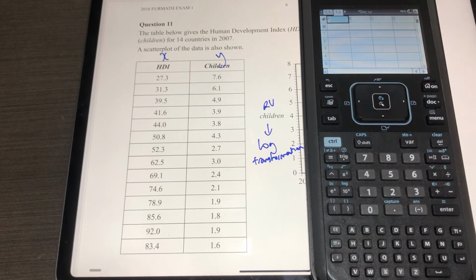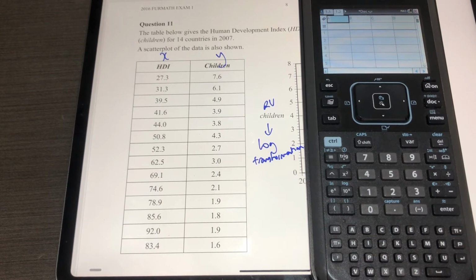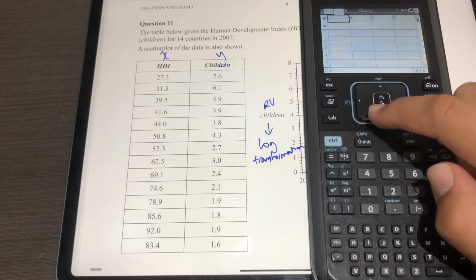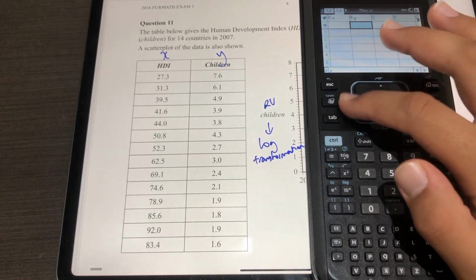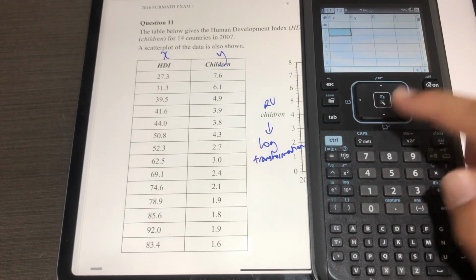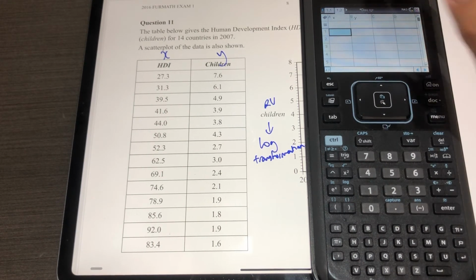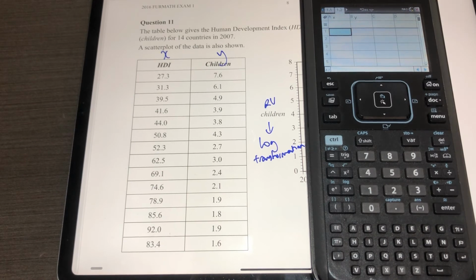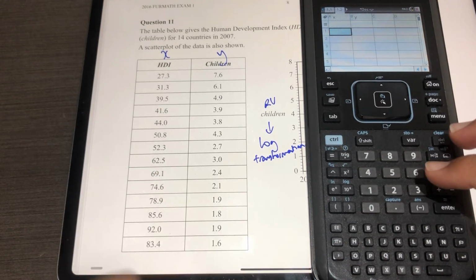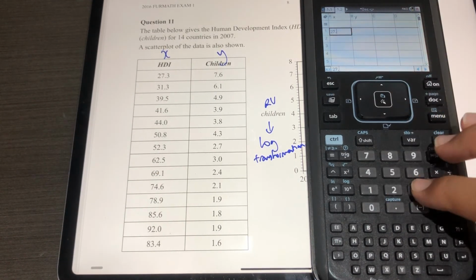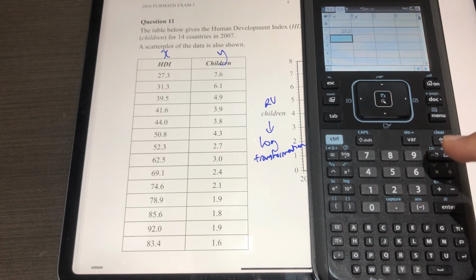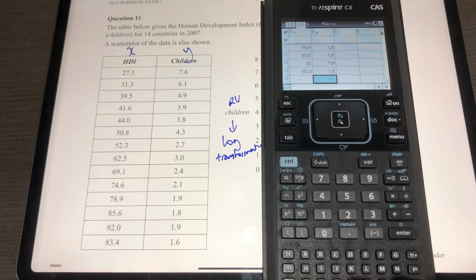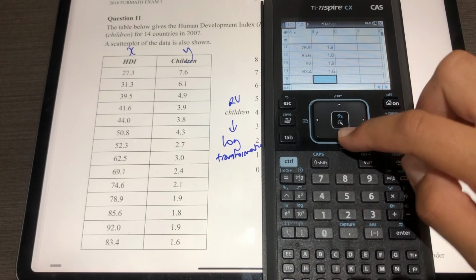Then you can either say HDI or children. Here, I'm just going to write X and Y, and you write that in the very first row, so in A and B, write x and y. If you have another variable, put them in C and so on, which we will have. Then all you have to do is just plug in those numbers, so 27.3, and I'll do those and be right back. Okay, so I've just finished putting in all the numbers, as you can see here.